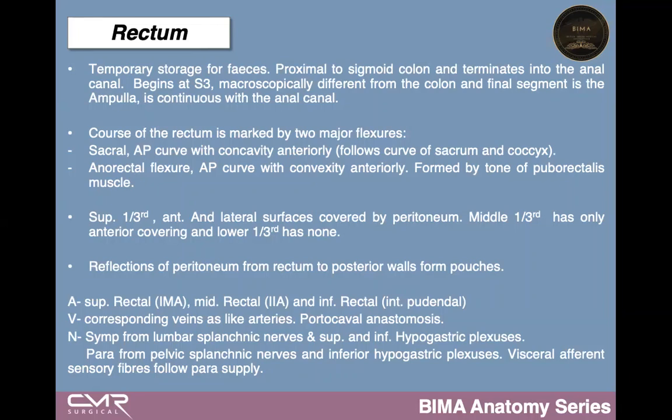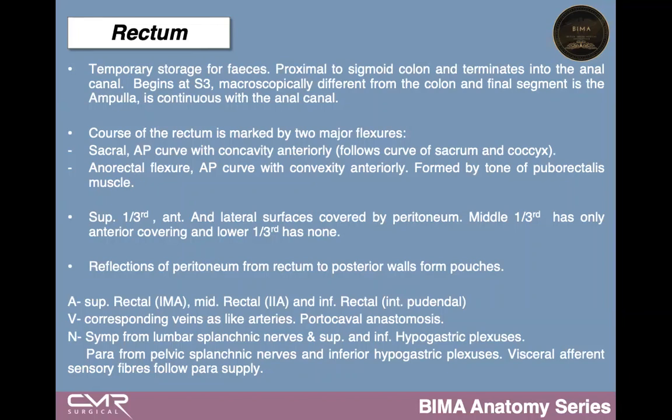Reflections of the peritoneum from the rectum to the posterior walls can form pouches, which you'll see in the next slide as well. In terms of arterial supply, you've got the superior rectal, the middle rectal, and the inferior rectal. I also understand I made a mistake. There is in fact a middle rectal artery. I apologize for that. In terms of the venous supply, you've got corresponding veins like the arteries, and they will be draining into the portocaval anastomosis.